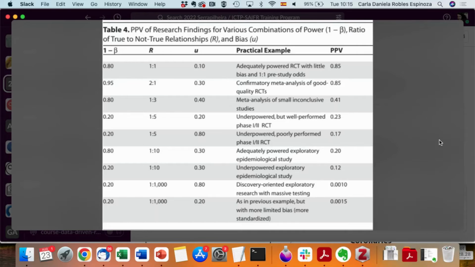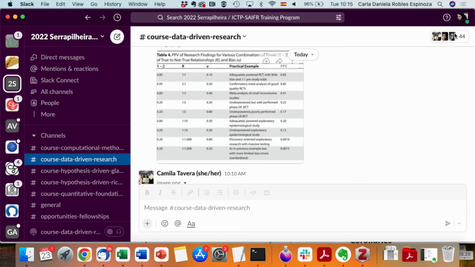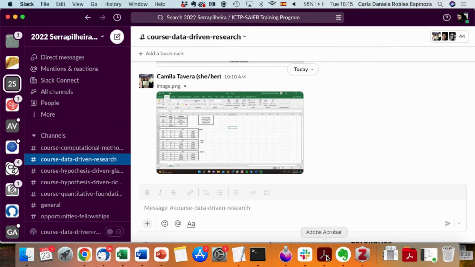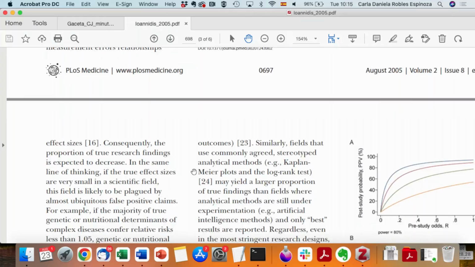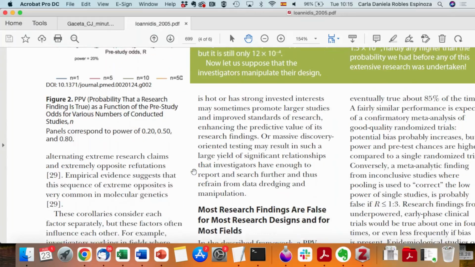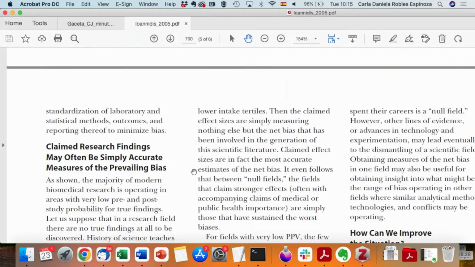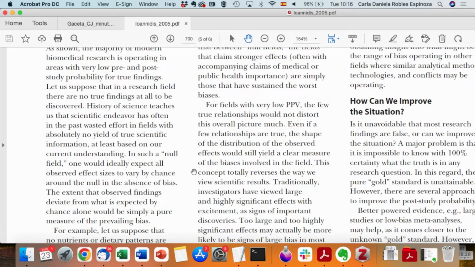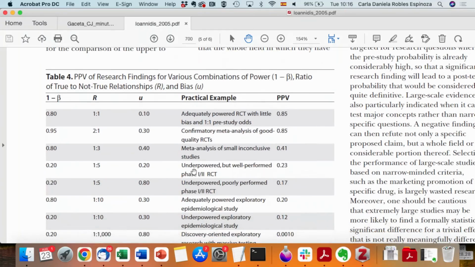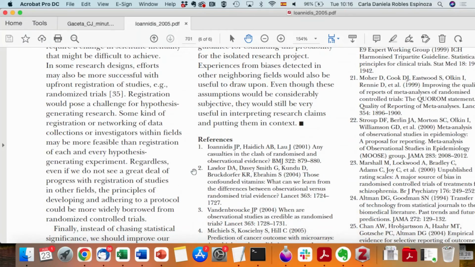Thank you. Perdón que no sé mover tu cámara. Okay.